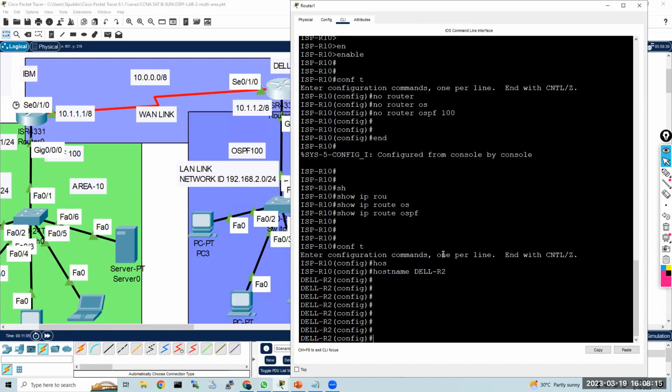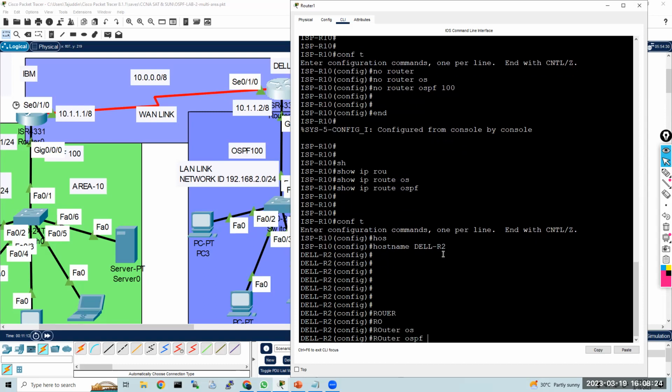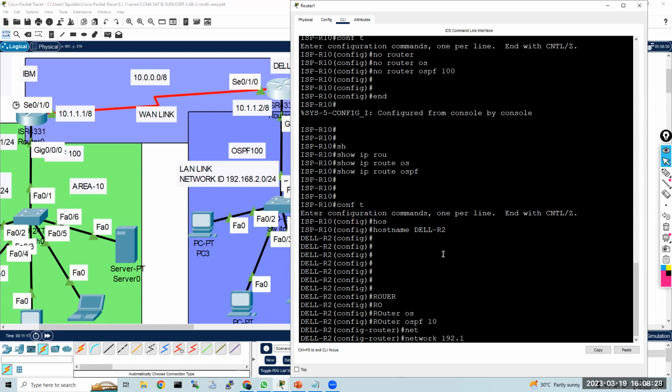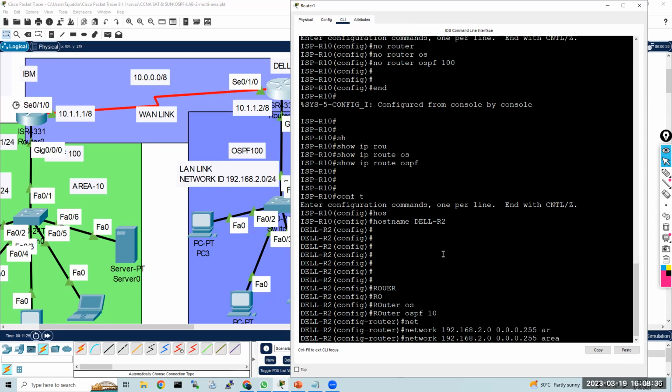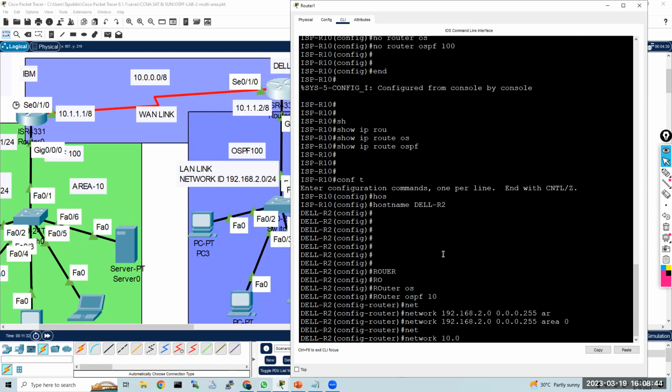Okay, so right now I am in router 2. That is the Dell router. Router OSPF 10, right? Network 192.168.2.0. Okay, give the wildcard mask. The wildcard mask for this is 0.0.0.255. And this should be which area? Area 0. Perfect. Now one more network, 10 network, right?